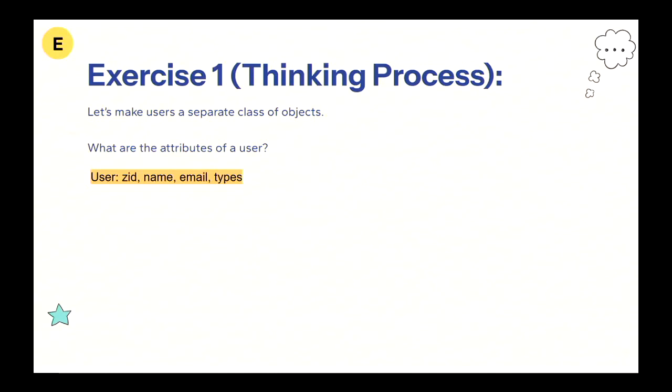Actually, in our particular situation, we are considering building this database for UNSW, so we also include ZID. So a user could have a ZID, a name, an email, and the type of the user. The type refers to whether this user is a student or a lecturer or maybe a tutor or a course admin. So what other objects do we have?